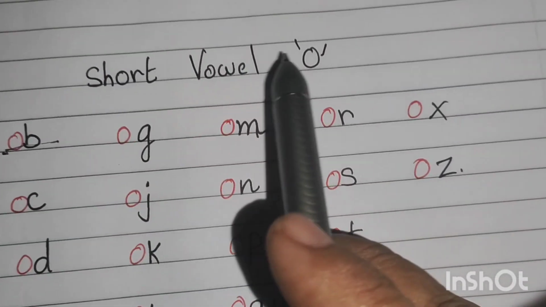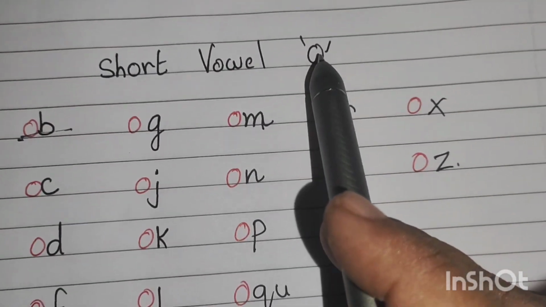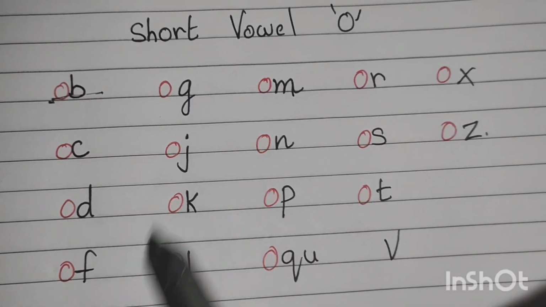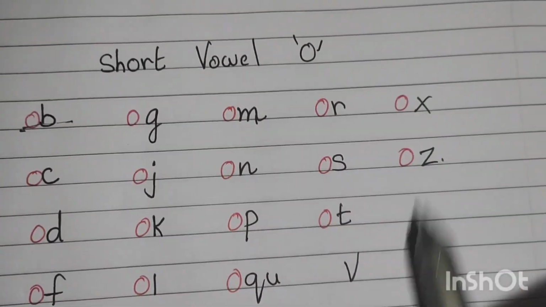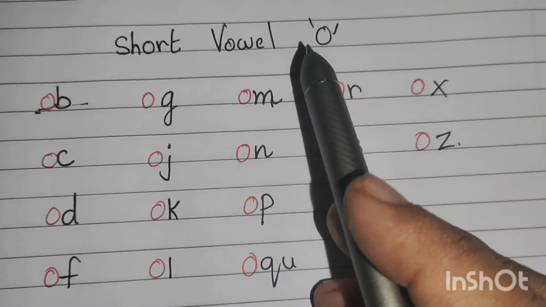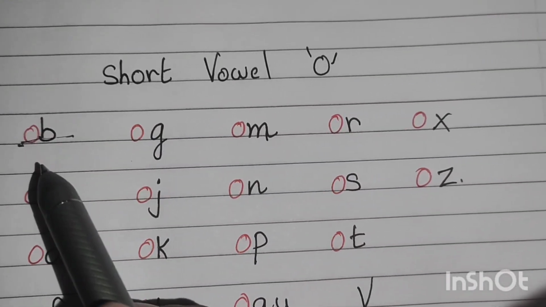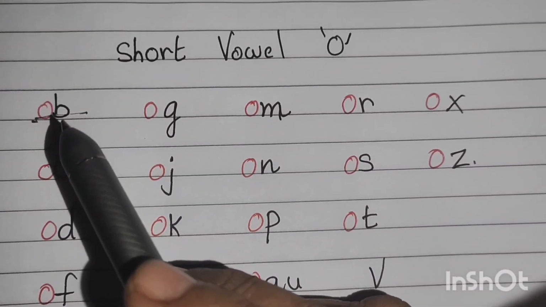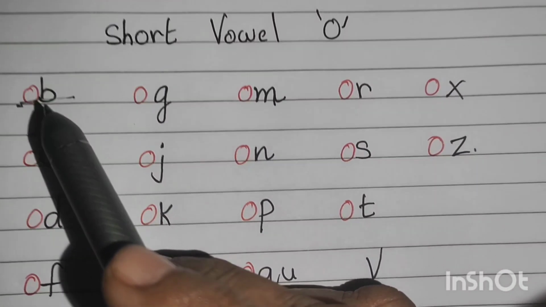Next comes short vowel O. When the vowel letter O becomes short, when it follows the consonant letters, it becomes short. The sound for O is "o" and "a". Two sounds. Keep it in mind. Vowel letter O has two sounds.